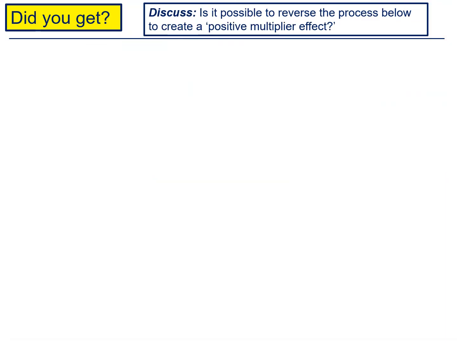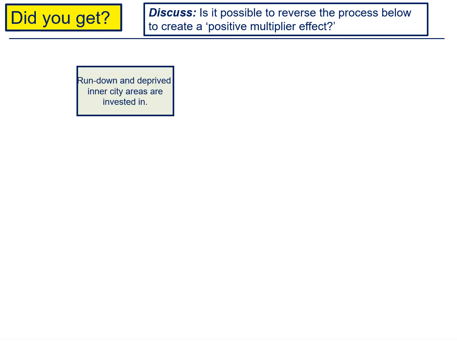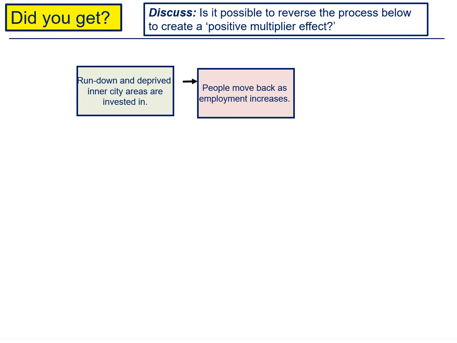Okay, so get your green pens out, let's have a look. This one is quite straightforward in some respects, but it could be quite tricky. If we have a look here, for example, we have the rundown and deprived inner city areas. If they started getting invested in, whereby people started to spend money on the area, this would lead to people moving back as employment increases.